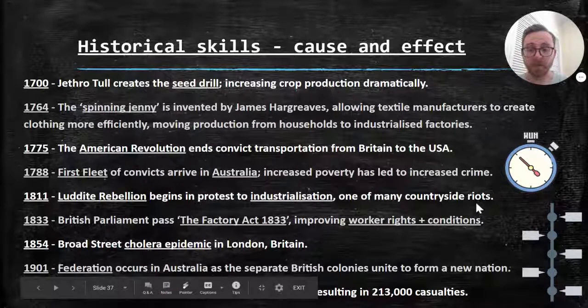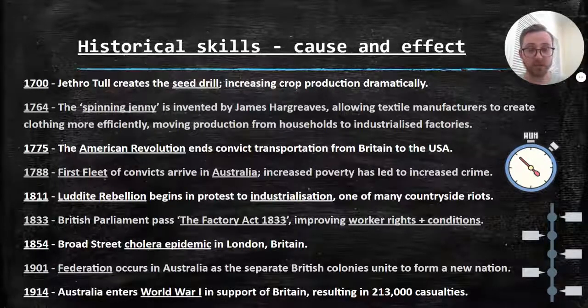1854, because of the overcrowding and pollution and disease that we had in the Industrial Revolution, there was a cholera, so a disease epidemic in London, Britain. These two ones at the bottom there. So in 1901, we created the country. We created Australia. So previously, we were just kind of like little different states or colonies that were part of Britain. In 1901, federation meant that all the different states or colonies formed to create the nation of Australia.